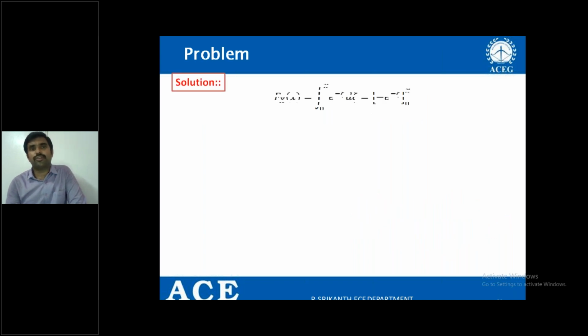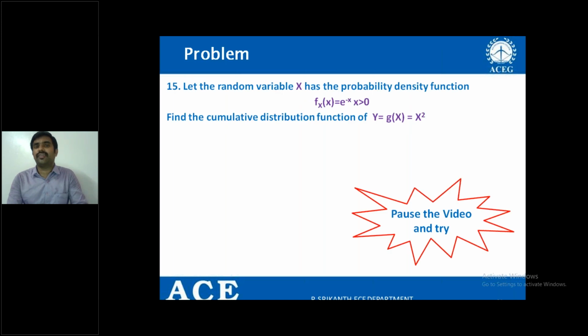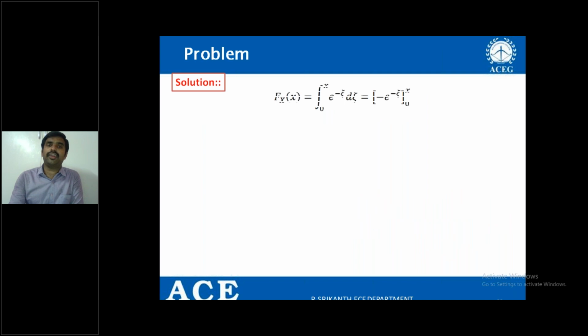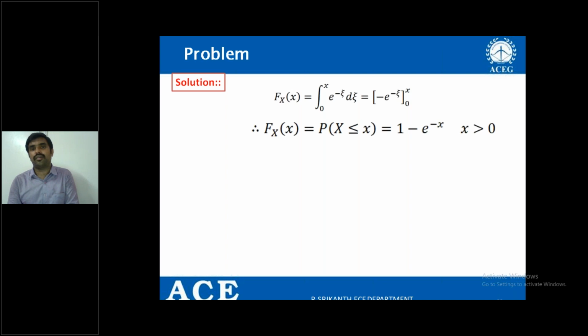Coming to the solution, F_X(x) = integral from 0 to x of e^(−η) dη, with η as a temporary variable. We are all aware of it. That is because the given density function is e^(−x) for positive values of x. Therefore, I am taking the distribution function equal to the integration of the density function. So here I can derive the distribution function of the existing random variable F_X(x), right? That is 1 − e^(−x).